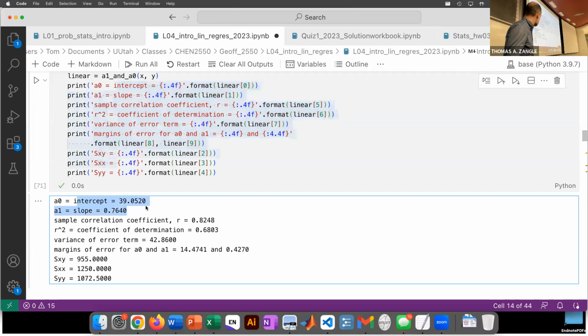And we can see we found our best fit values for intercept and slope, 39 and 0.764. We have the sample correlation coefficient, which is R, and the coefficient of determination is that R squared value. Measurement of goodness of fit was 0.68. This is generally a pretty reasonable R squared value to have for a linear fit. And again, we have all of these other statistics for our linear regression calculated for us in Python.